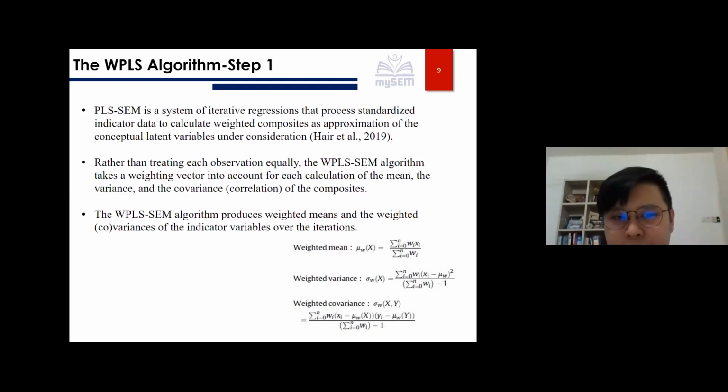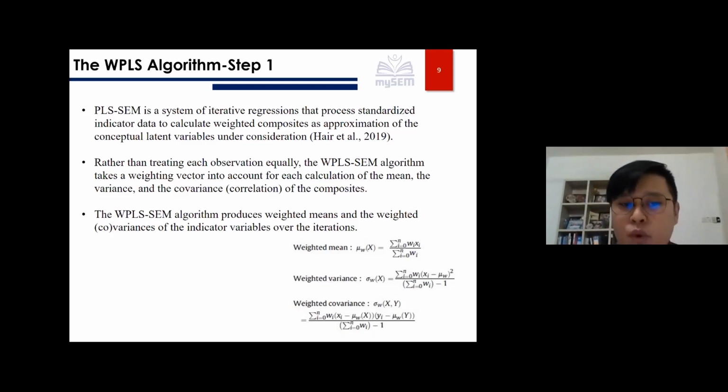Of course, to use WPLS, we run the traditional PLS where we calculate the weighted composite. This weighted composite is based on iterative regression from the standardized indicator data, which then produces a latent variable score. This is a very standard first step to produce the latent variable score. From this latent variable score, the WPLS algorithm will treat each observation by taking the weighting vector into account for each calculation of the mean, variance, and covariance of the composite.